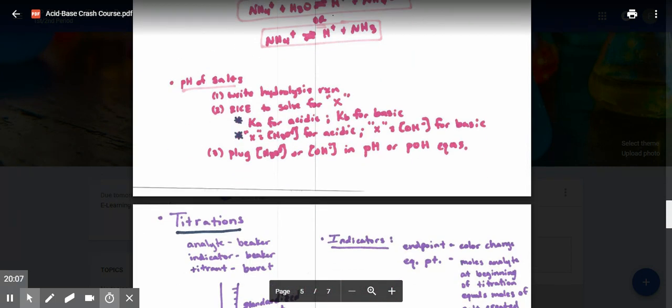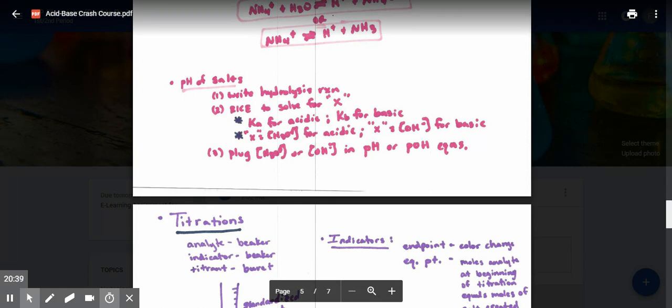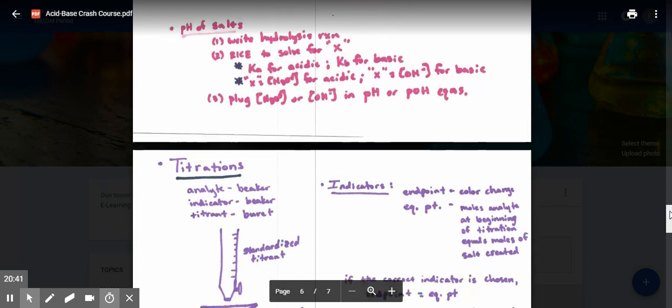To figure out the pH of salts, we first have to write our hydrolysis reaction. We then have to set up our RICE chart to solve for X. X for acids will be H3O+. X for bases will be OH-. And don't forget, I have to use a Ka value for acids and a Kb value for bases. After I figure out those concentrations, I plug them into the pH or pOH equations. So you see that this is very similar to how we take the pH of weak acids and weak bases, because that's basically what salts are, weak acids and weak bases.